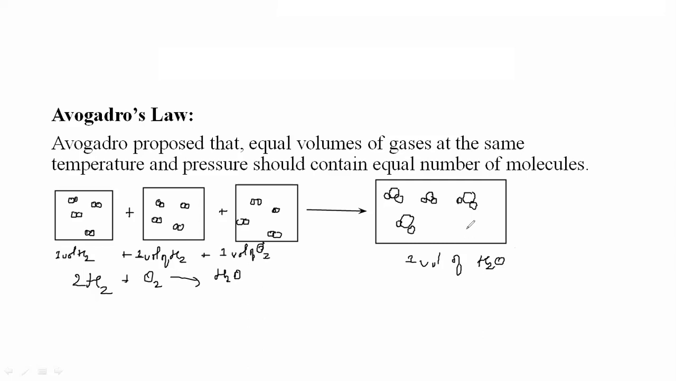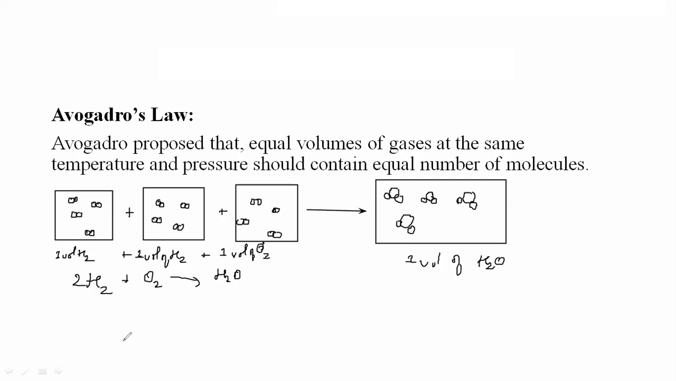water. So what does this law say? Equal volumes of gases at the same temperature and pressure contain an equal number of molecules. 1 volume of hydrogen will have the same number of molecules, and 1 volume of oxygen will have the same number of molecules. And what is that number equal to? It was given by Avogadro. Therefore, that number is called Avogadro's number.